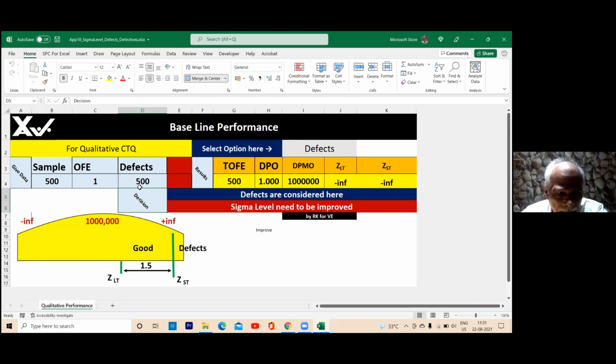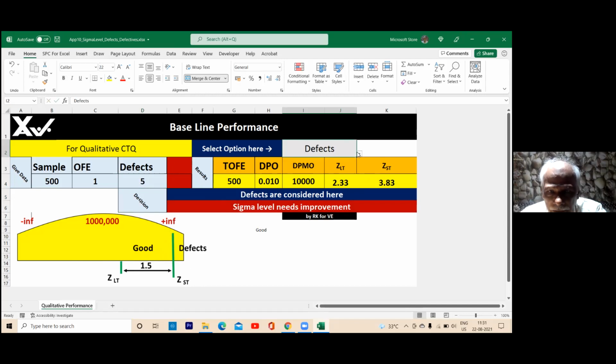Now, if I make it 0 defects, what will happen? It will become plus infinity. Plus infinity means here, so you can see plus infinity. At this point, the green line is there. Therefore, defects are 0. All the 1 million items are good. And if I have somewhere in between, say 5 defects, then it is 2.33, and ZST and ZLT are here. So you can find out.